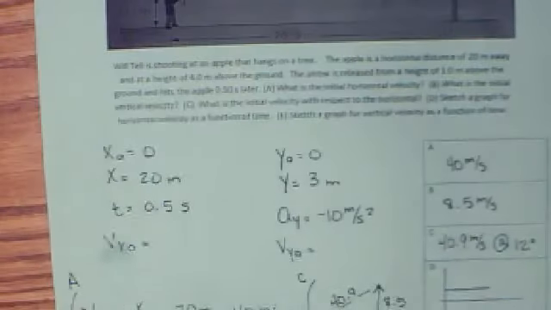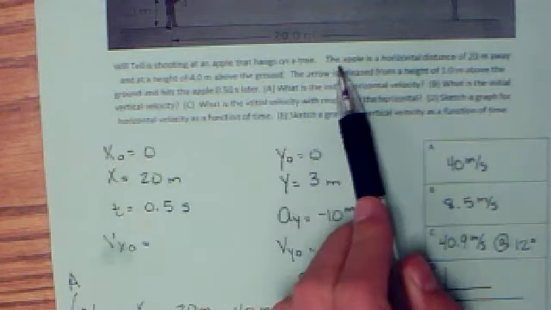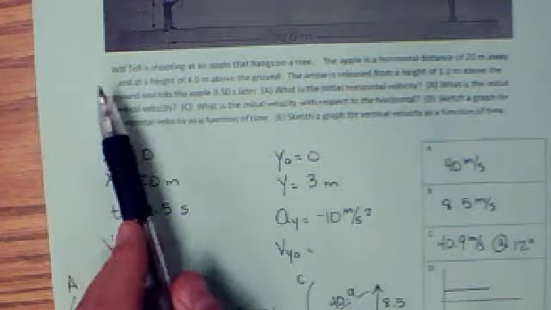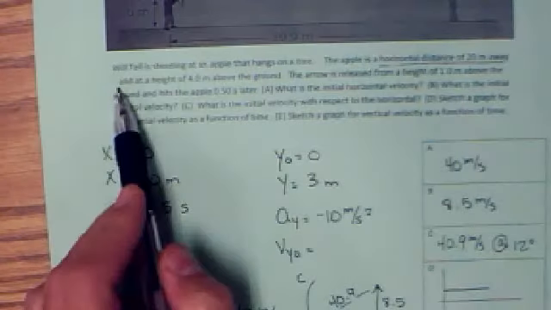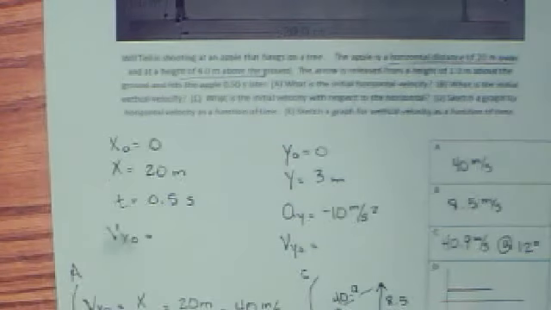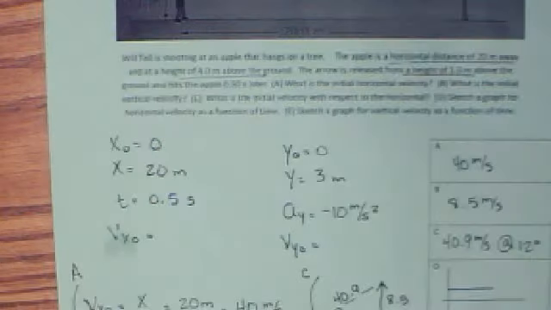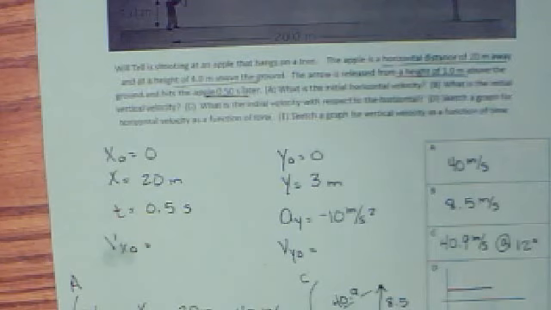Focus my camera a little bit better, maybe. There we go. Okay, so William Tell is shooting at an apple that hangs on a tree. The apple is a horizontal distance of 20 meters away. Underline that. Horizontal distance of 20 meters away and at a height of 4 meters above the ground. The arrow is released from a height of 1 meter above the ground and hits the apple 0.5 seconds later.